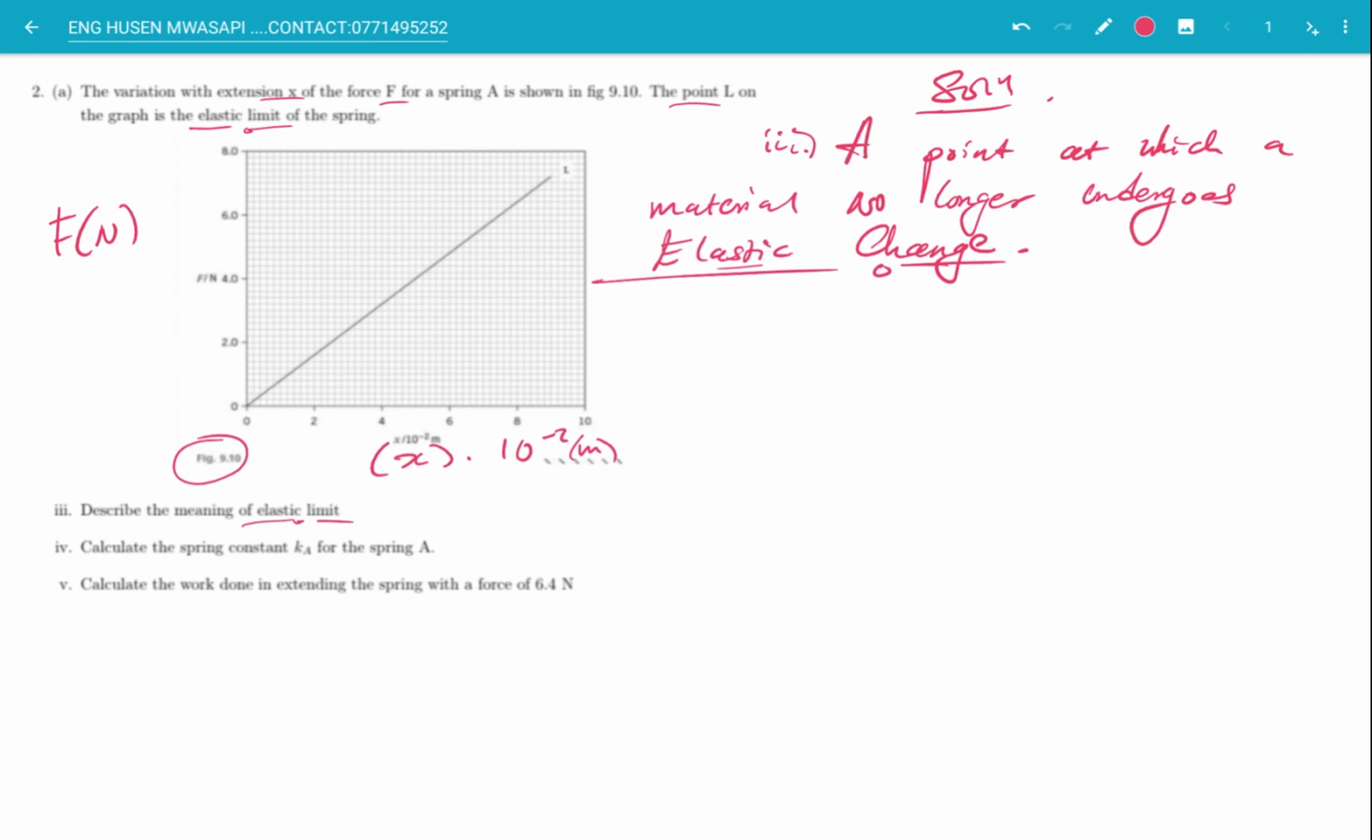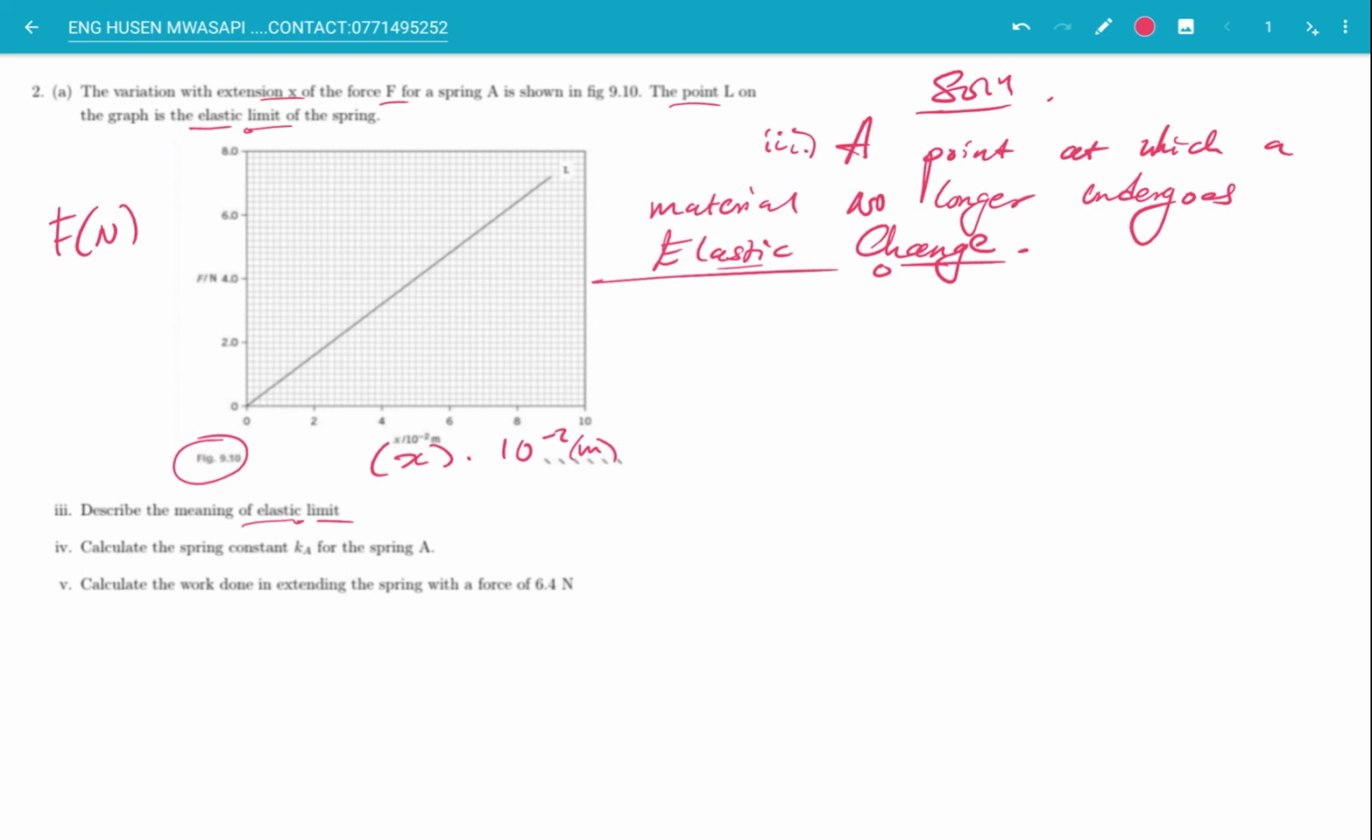Others would say that the elastic limit is simply the maximum load that can be applied to a spring such that the spring returns to its original length when the load is removed. Anyway, we can say that, but in a nutshell, we can just say a point at which a material no longer experiences the elastic change, because that is the limit. It's a point at which if you apply the maximum load, that maximum load will be the only load that will make that material experience an elastic change.